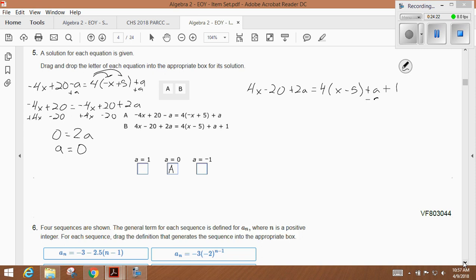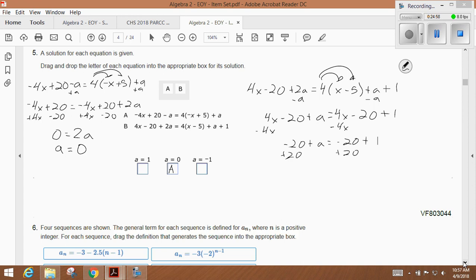I'm going to go ahead and subtract a from both sides. And while I'm at it, I'm going to go ahead and distribute my 4. 4 times x is 4x. 4 times negative 5 is negative 20 plus 1. Okay. So if I subtract 4x from both sides, those go away, right? If I add 20 to both sides, those go away. And all I have left is a is equal to 1.